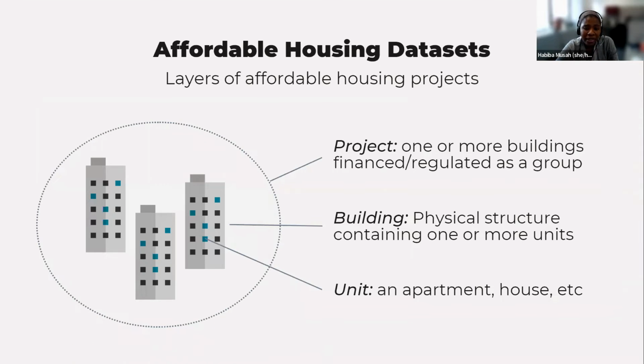And so another way to think about it is that a project can include 1 or more buildings that are financed as part of the closing transaction. The affordable and the total units represent all the units across all of the buildings that make up that project. The building itself is one singular structure and includes only the units that are part of that building. And the units, of course, are actual houses or apartments.